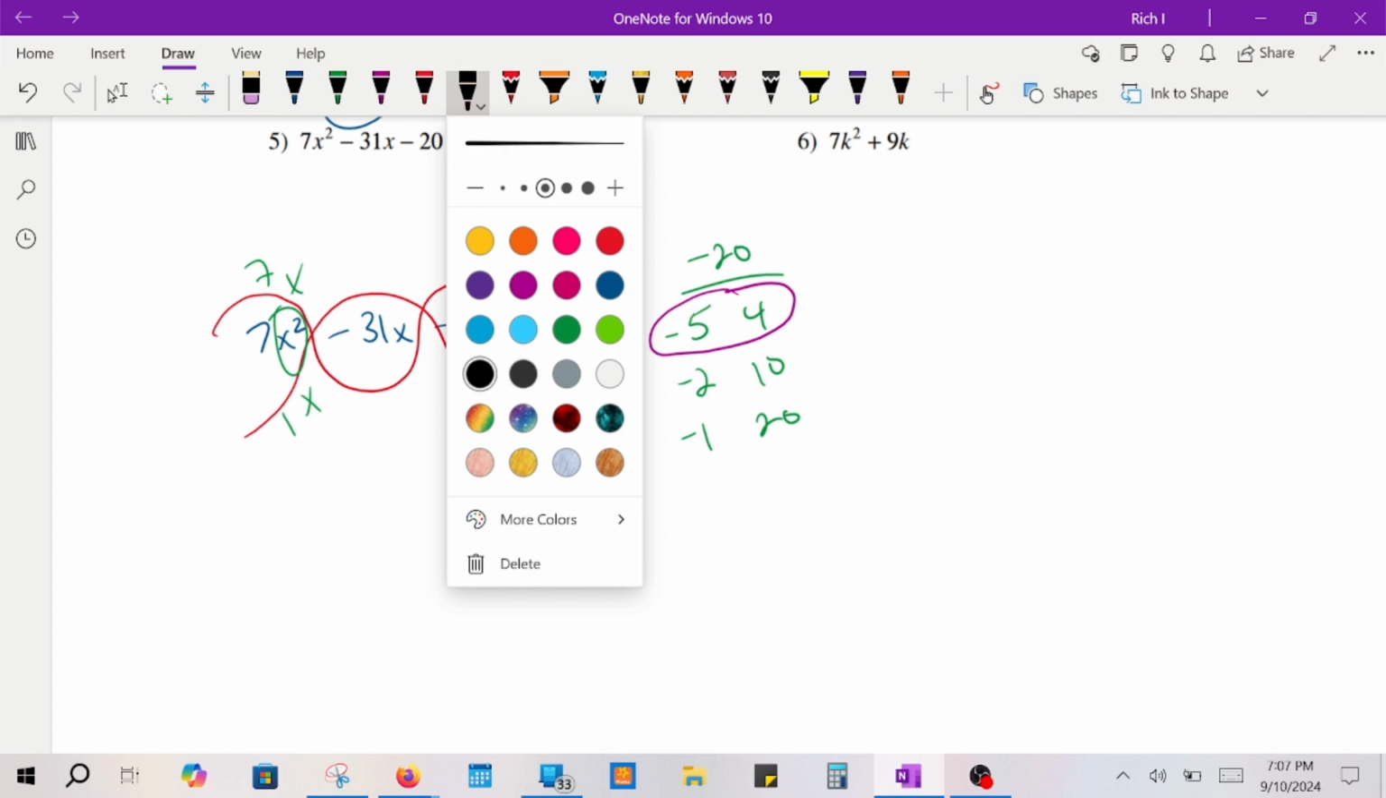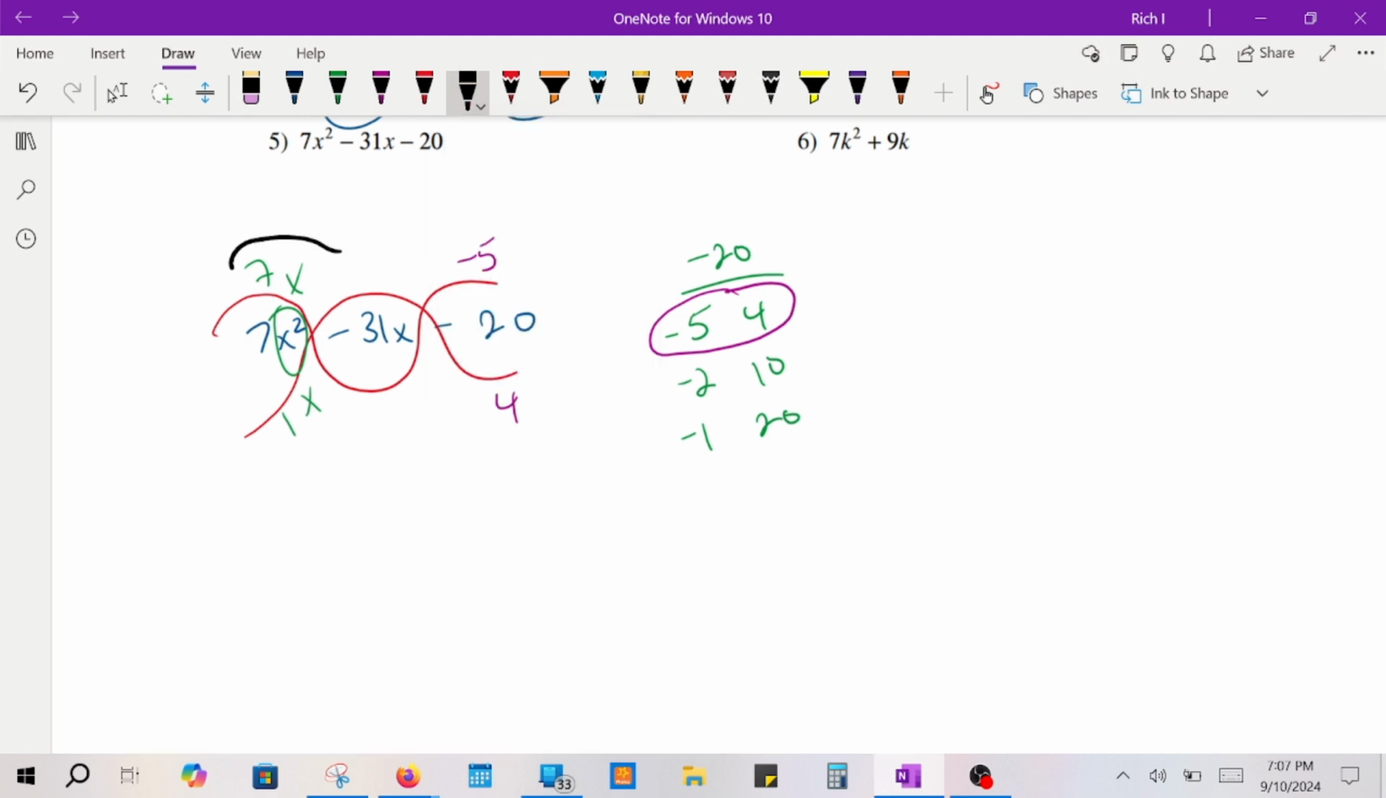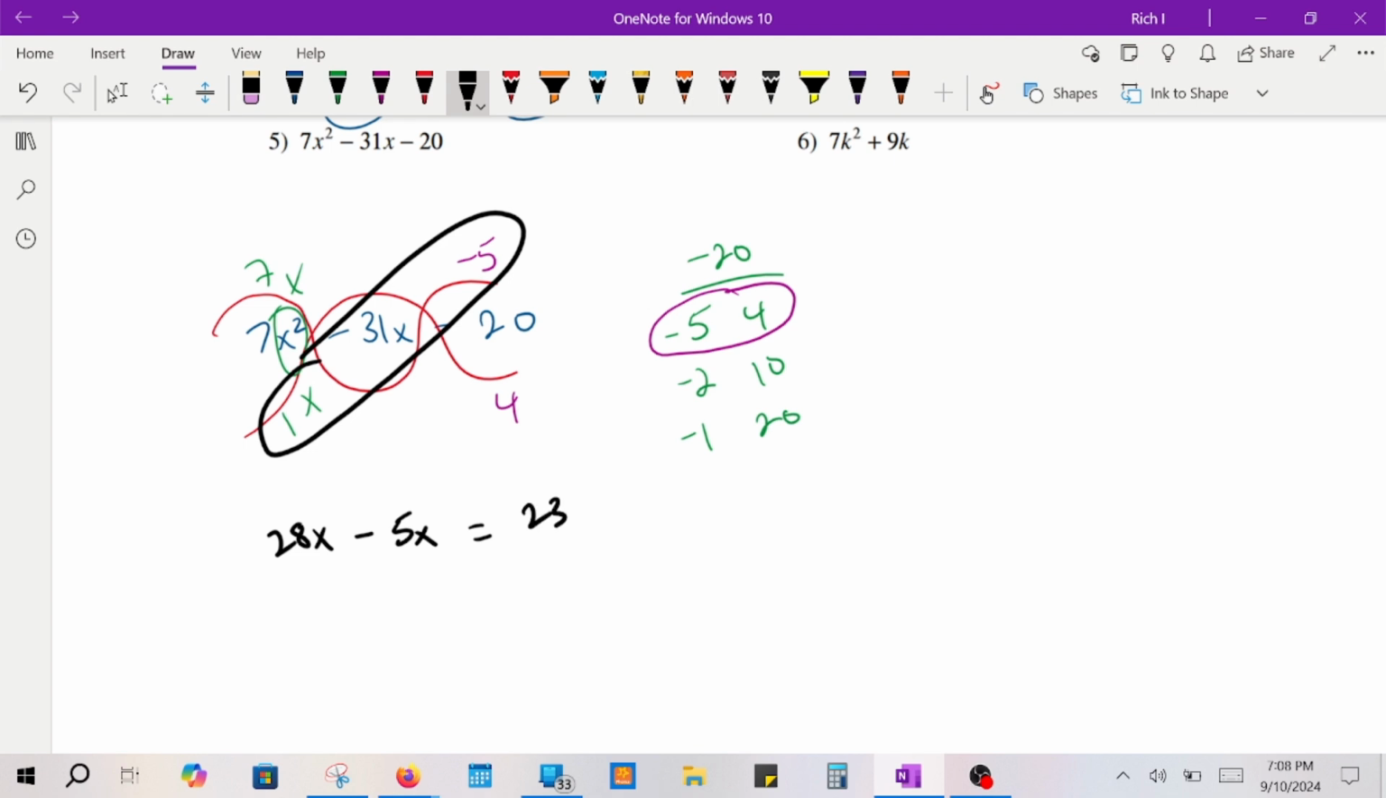I'm essentially going to multiply this 7x times this 4. And what do I get when I do that? I get a 7x times 4, I get a 28x. All right. So now I'm going to multiply 1x times negative 5, and I get a negative 5x. Now you want to combine those. 28x minus 5x is a 23x.